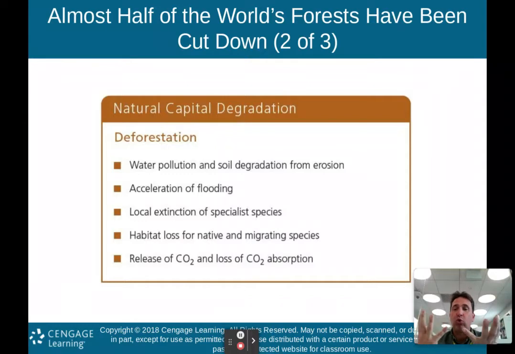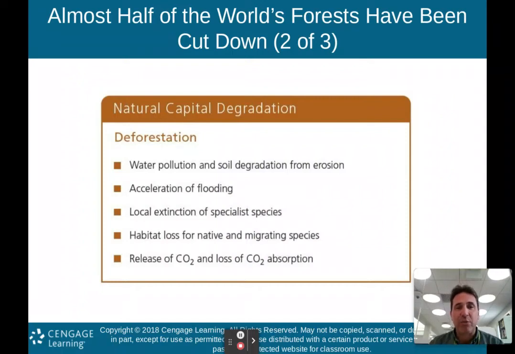Again, trees, those roots hold soil in place. You get rid of those trees and now there's nothing to hold the soil in place. So when it rains, all that soil gets washed away. That is what we call erosion. And that leads to flooding, right? So without forests, you accelerate the flooding chance in an area.